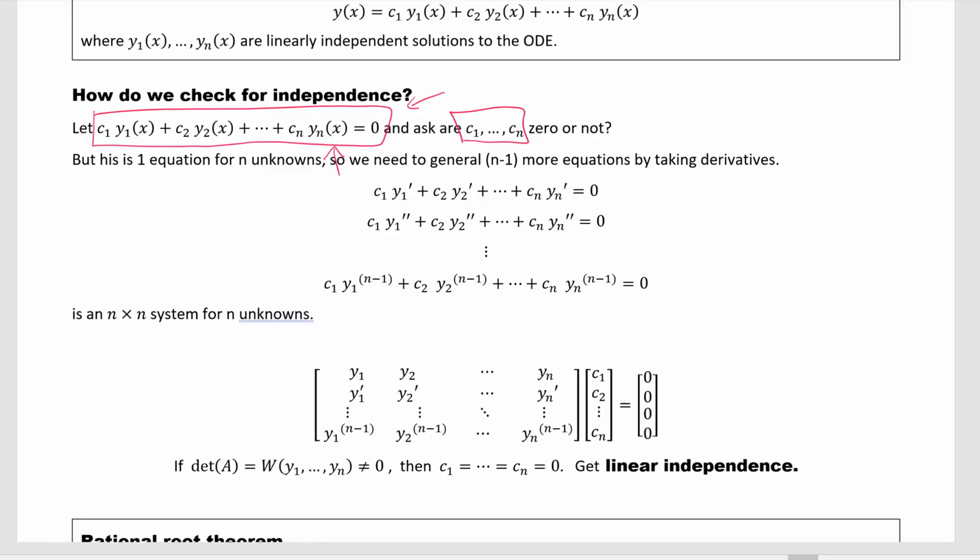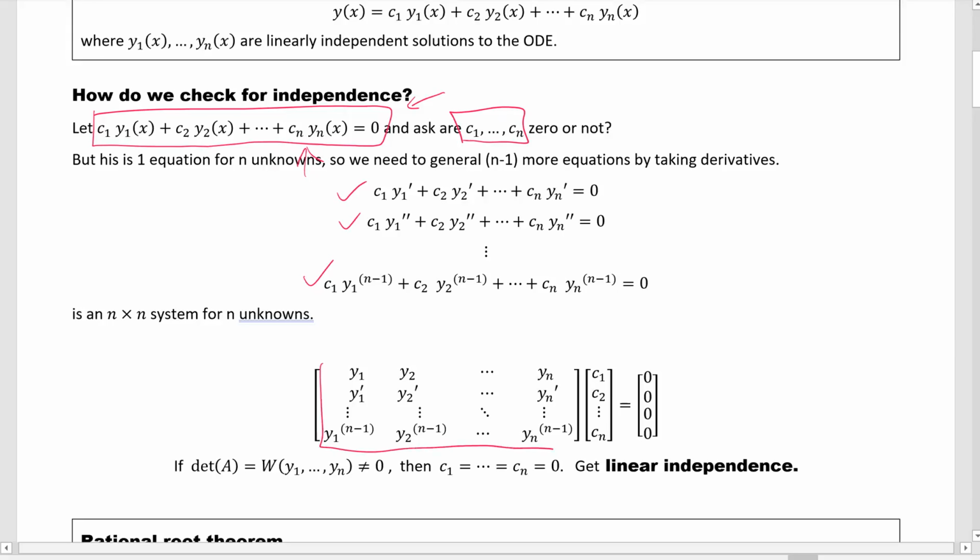In order to solve for n unknowns, we actually need n equations. So how do we get the other n minus 1 equations? We get them by taking the derivative of these equations on both sides. So we take the first derivative, we get this one, we take the second derivative, we get this one, and the n minus 1 derivative, we get this one. Together with this one, we have n equations to solve n unknowns. So this is an n by n system.